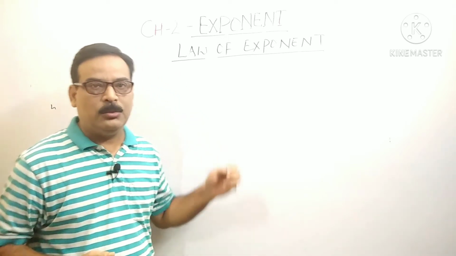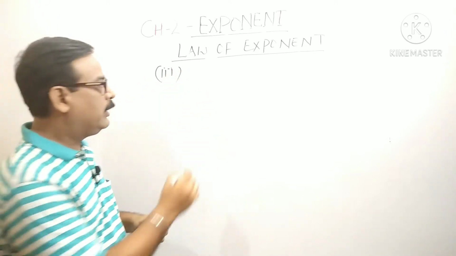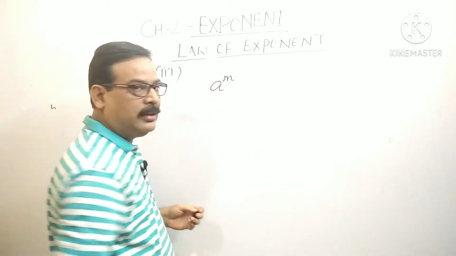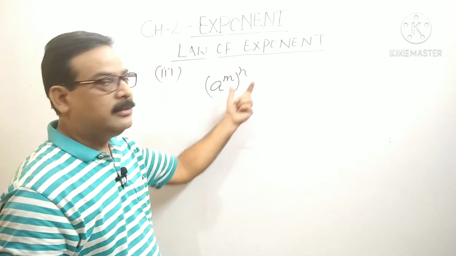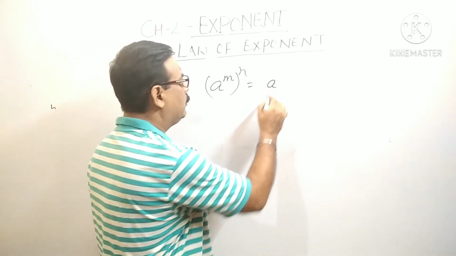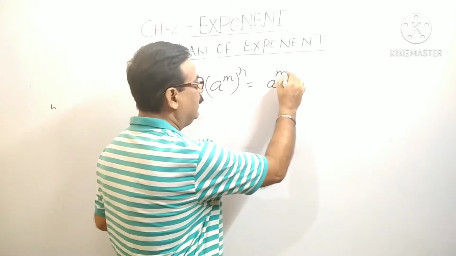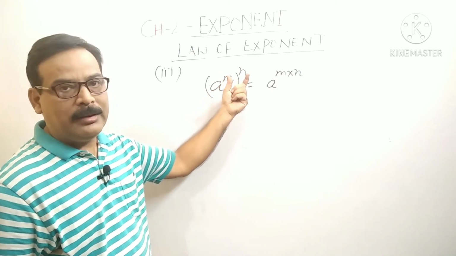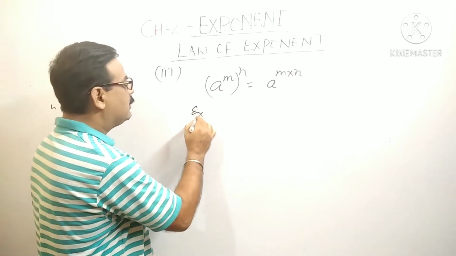Now guys, proceeding towards the third law of exponent. The third law of exponent says that if any number has power m and as a whole there is another power n, then the base remains the same but all the powers given there are multiplied with each other. According to the law, each and every power must be multiplied together.